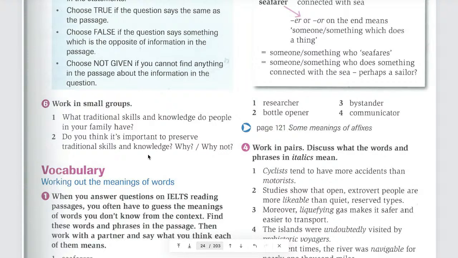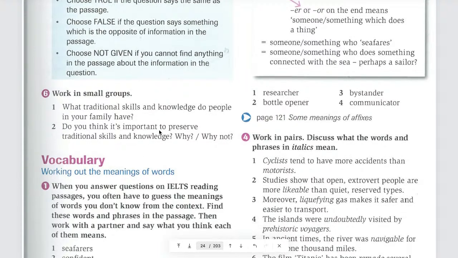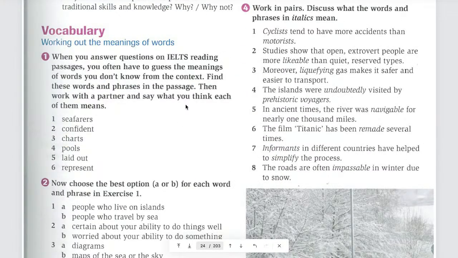Okay guys, now let's move on to vocabulary. Working out the meanings of words. Bảo, read exercise 1. When you answer a question on an IELTS reading passage, you often have to guess the meanings of words you don't know from the context. Find these words and phrases in the passage, then work with a partner and say what you think each of them means.